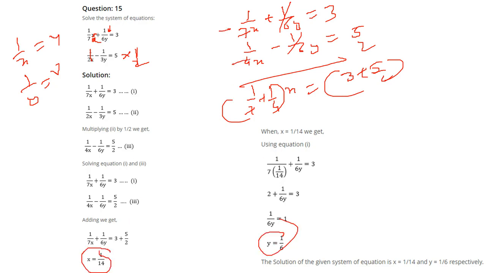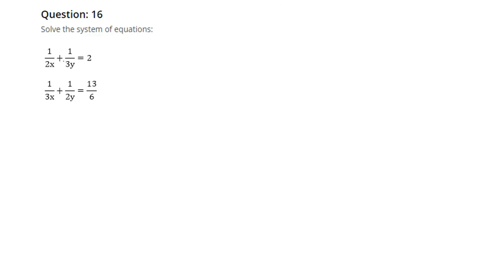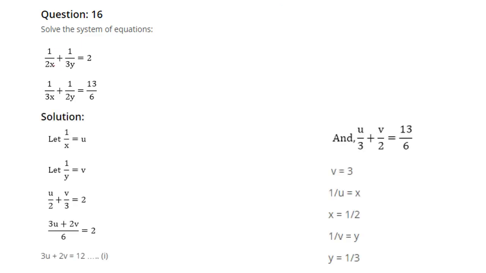So there is no need of doing all this, because it is observed. If you observe it carefully, you will get the answer from here only. Now again here, take 1 by x equal to u, 1 by y equal to v. Here also you can do it the other way, but there is no positive negative sign, so it's better always to use 1 by x equal to u, 1 by y equal to v. So this becomes u by 2 plus v by 3 equal to 2. This becomes u by 3 plus v by 2 equal to 13 by 6. So first equation is like this. You can just multiply this whole equation by 6.